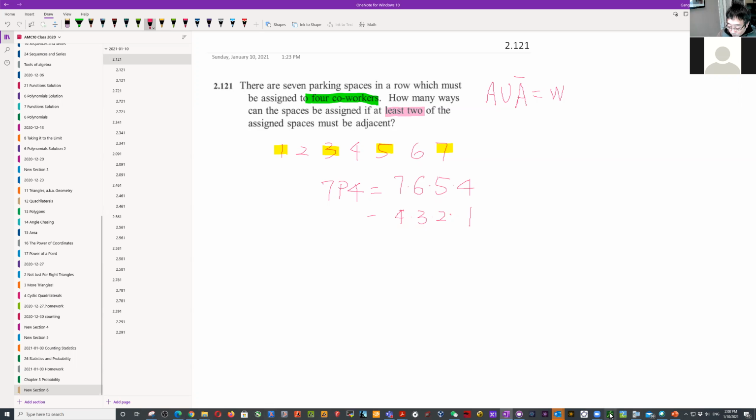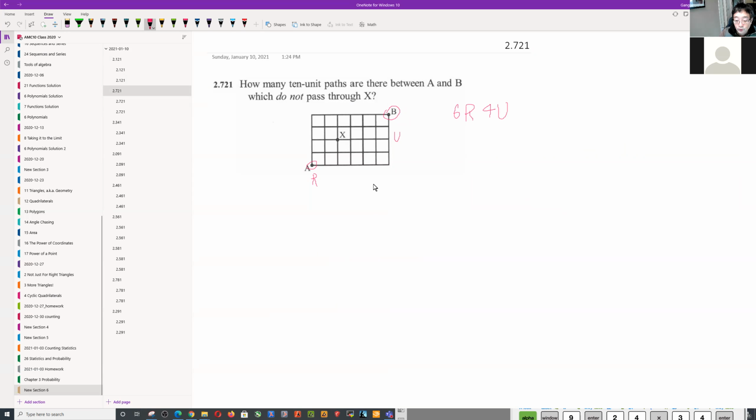Let's rehearse this problem again. Basically, we label the instruction of going: this is going right, this is going up. So it's a 10-step problem, 1, 2, 3, 4, 5, 6. We have to go 6 R and 4 U. So basically it's just a permutation with duplication. If you treat it this way, it's 10 factorial divided by 6 factorial and 4 factorial.